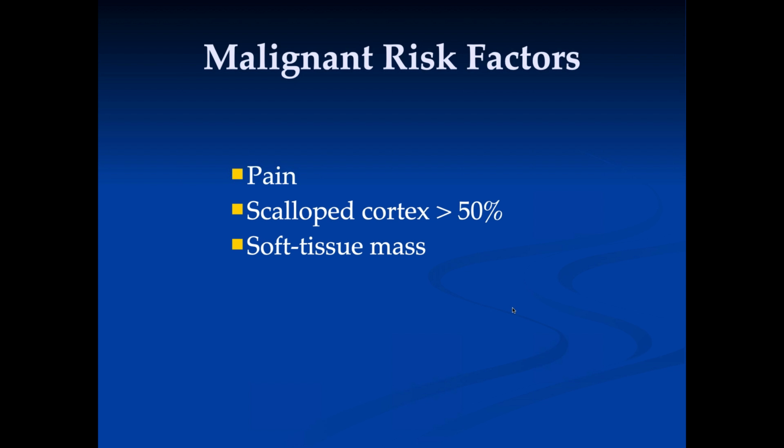Okay, the typical malignant risk factors that have been described in chondroid lesions are pain. Generally, benign lesions aren't painful, though of course you can have other causes of pain. Scalloped cortex greater than 50%. This last one didn't have that, which is separate from the popcorn type areas. And then if it's associated with a soft tissue mass, that's a bad sign, or periosteal reaction is a bad sign.